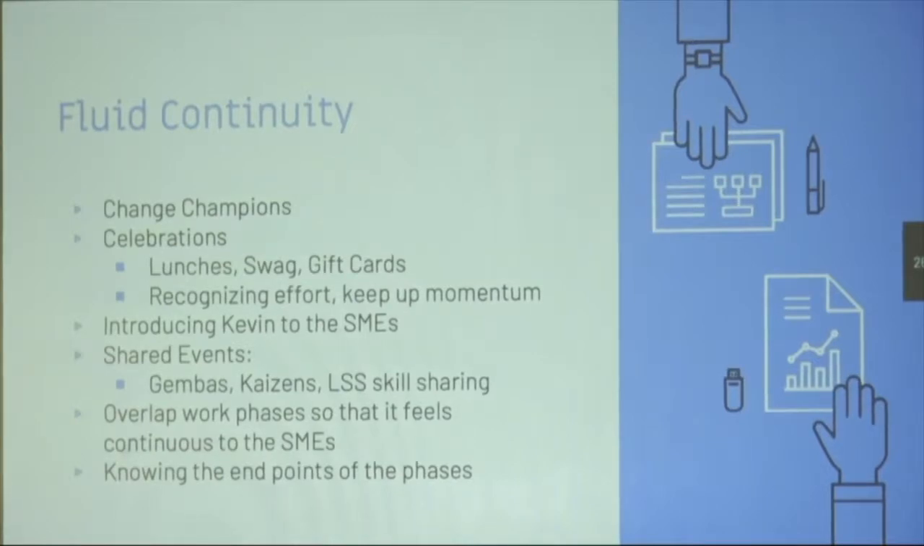So when I was doing my green belt and having my Gemba walks and Kaizens, Kevin and I started working together and sharing information, and he actually attended my Gemba walks and my Kaizens so that he started getting steeped in the knowledge and the information that he needed to be able to start his project. We overlapped the work phases. It felt continuous to the SMEs. They were introduced to Kevin through me, and they already knew me and had been working with me for a couple years, so introducing Kevin was a good segue. And then we knew what the endpoint was so that we could say, this is where Katie's work ends and this is where Kevin's work begins, with that handshake and that fluid continuity over the finish line.